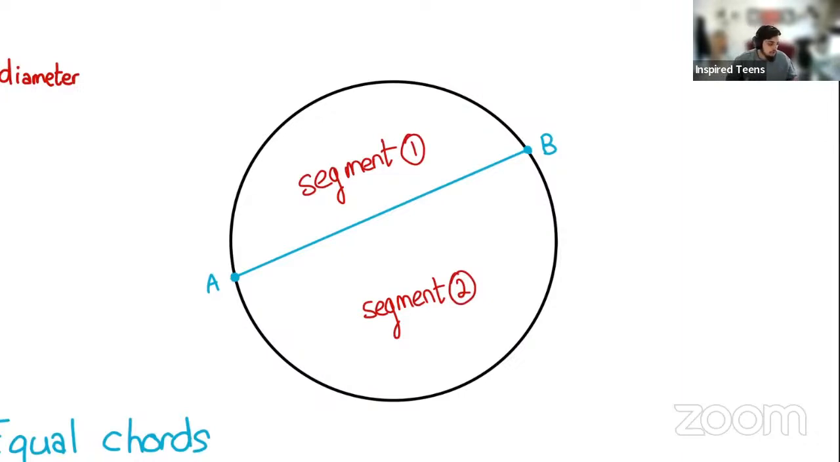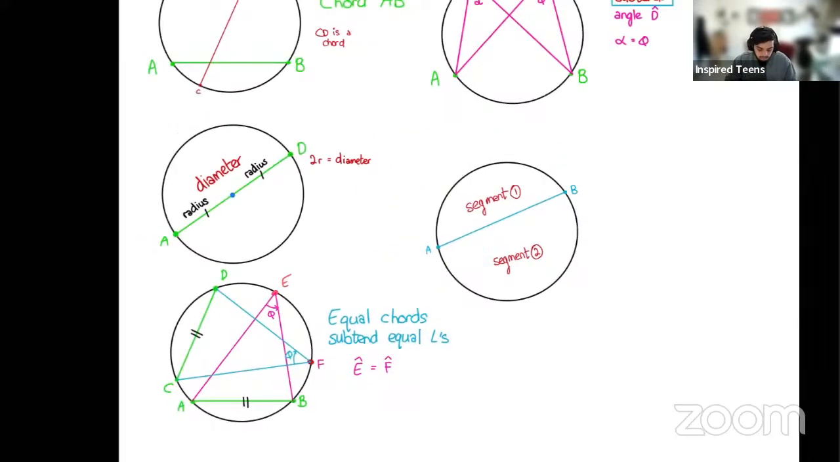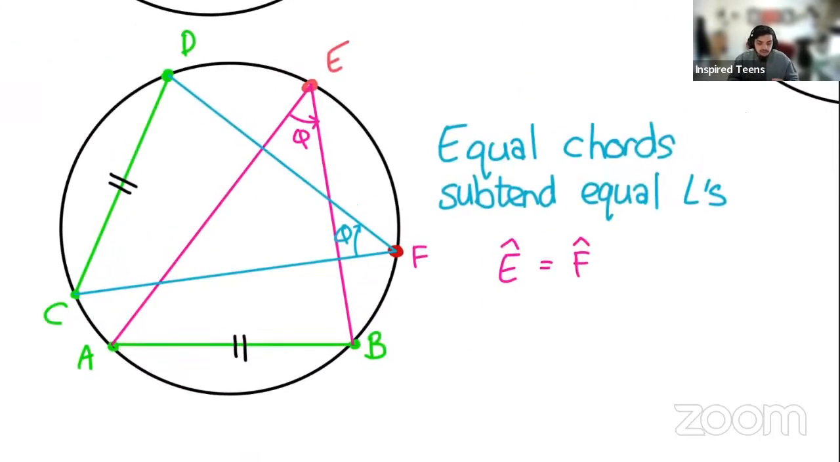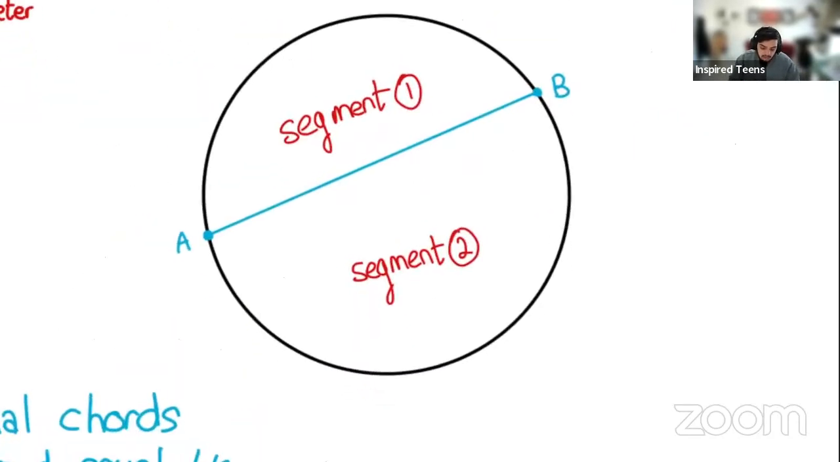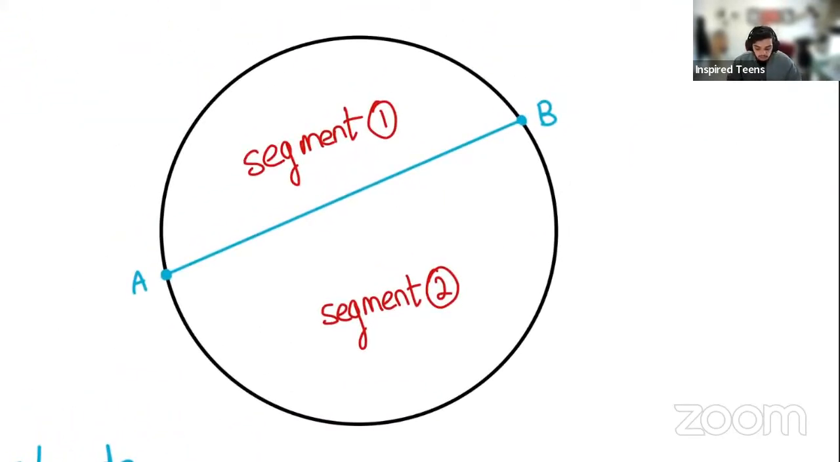When you draw any chord in a circle, it separates the circle into two segments. Okay, that's a bit confusing. I'll go through this in a different circle where we'll draw it in two separate circles. So yes, basically a chord separates a circle into two segments. That's what you need to understand.